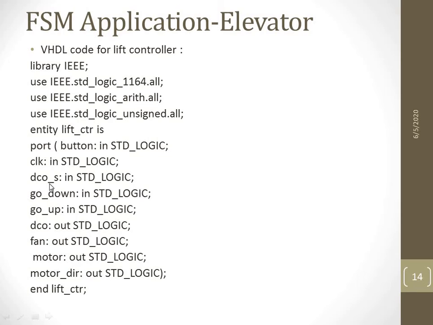Then door close switch is again an input. Go down is again input. Go up is also an input. But door close and open, the doors are opening and closing, that automatically again at the output side it does, so it is out. Fan, it is out. Motor, out. And motor direction is also either up or down, it is again an out.